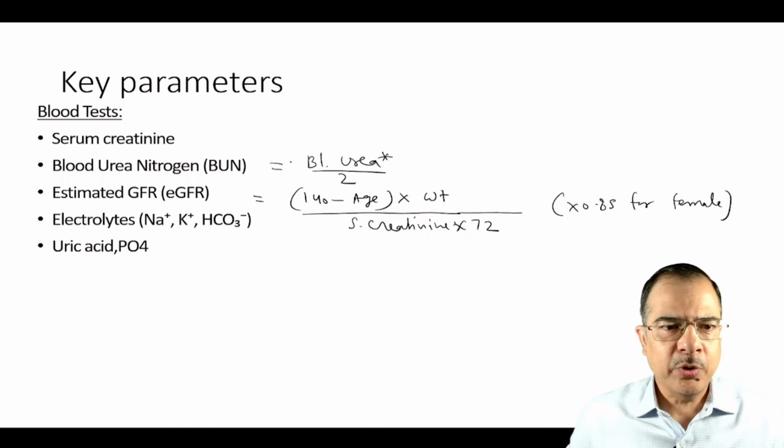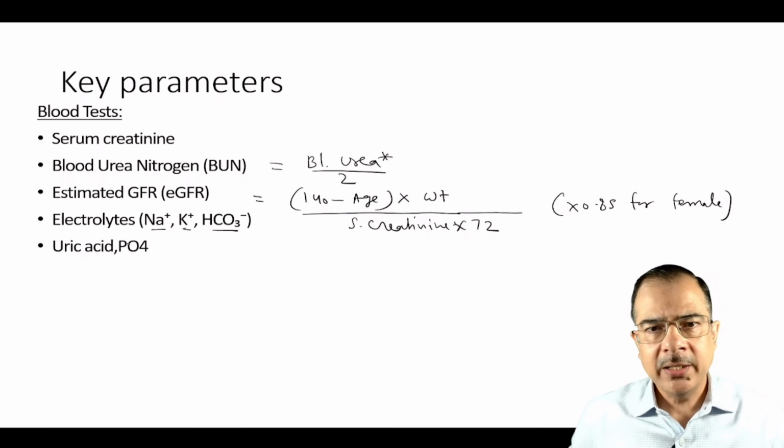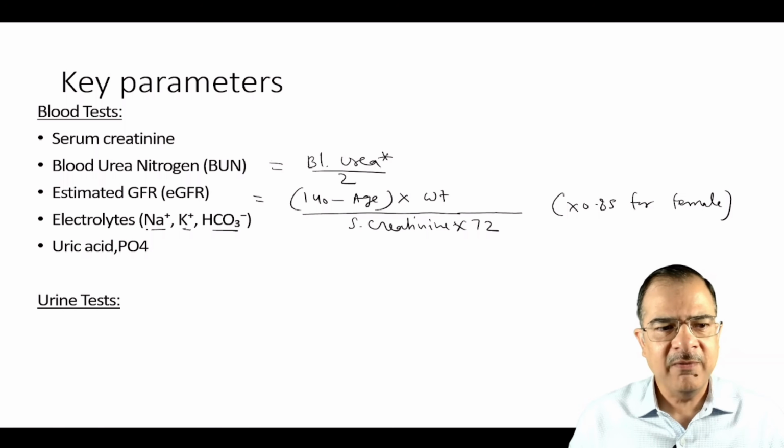Electrolytes will be assessed. Important electrolytes will be sodium, potassium, and bicarbonate. Other parameters which we can assess are uric acid and phosphorus. Both will be elevated in renal failure.